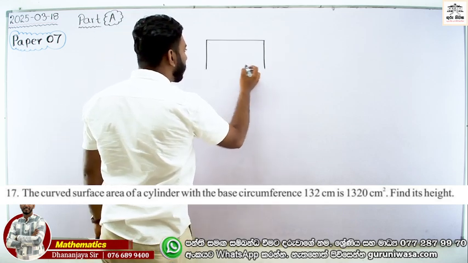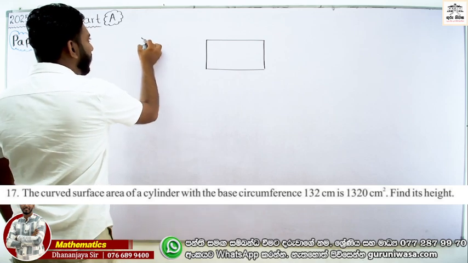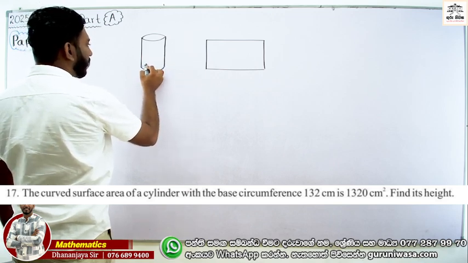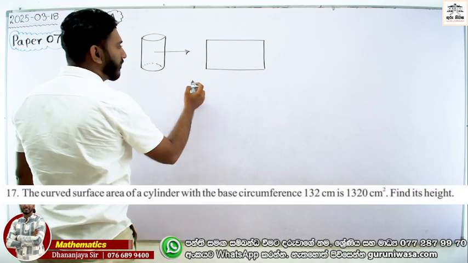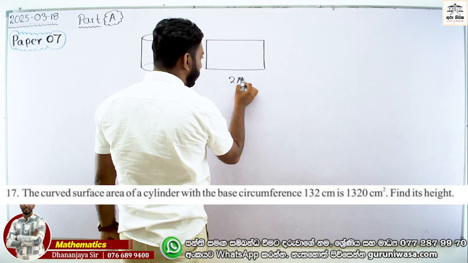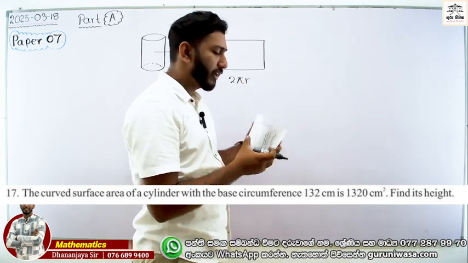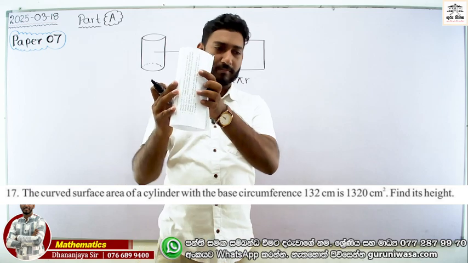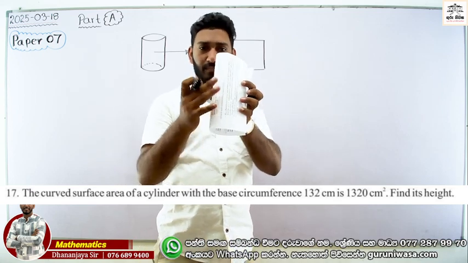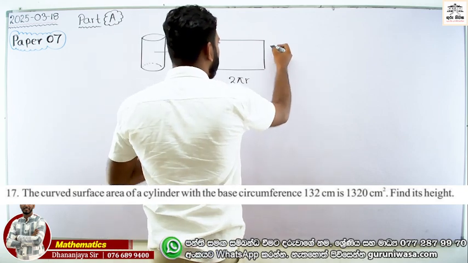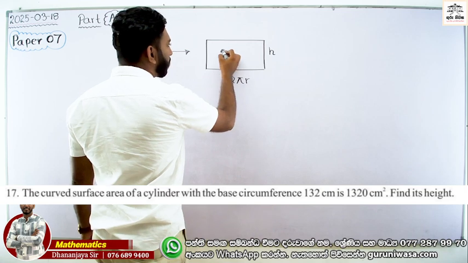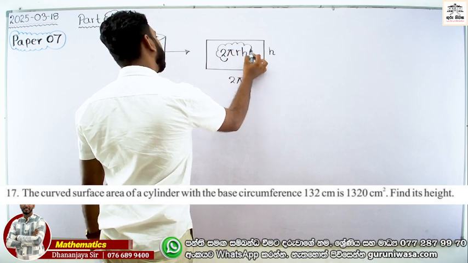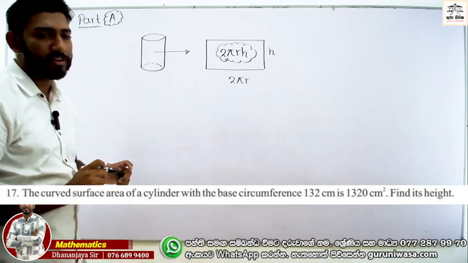This is a rectangular portion, the curved surface. This length is 2 pi r. And the breadth becomes the height. This one is the height. Therefore, the breadth becomes the height, and the area is 2 pi r h. Note that down. 2 pi r h. Now look at the question.